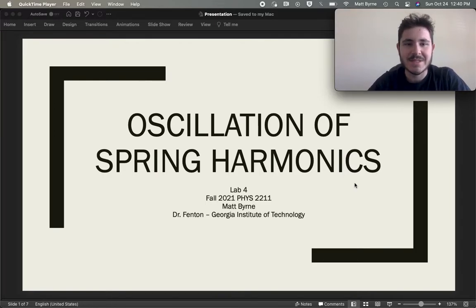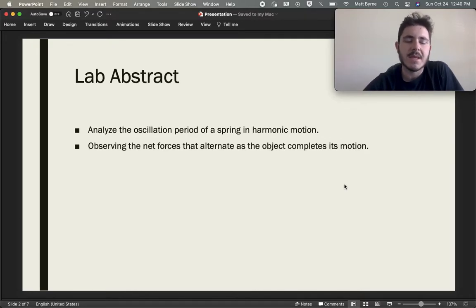Hey y'all, and in this week's lab we'll be going over the oscillation of spring harmonics on a closed body system. The goal of this lab was to analyze the oscillation period of a spring in harmonic motion on both the x and y axis. Through this you can observe the net forces that alternate as the object completes its motion.